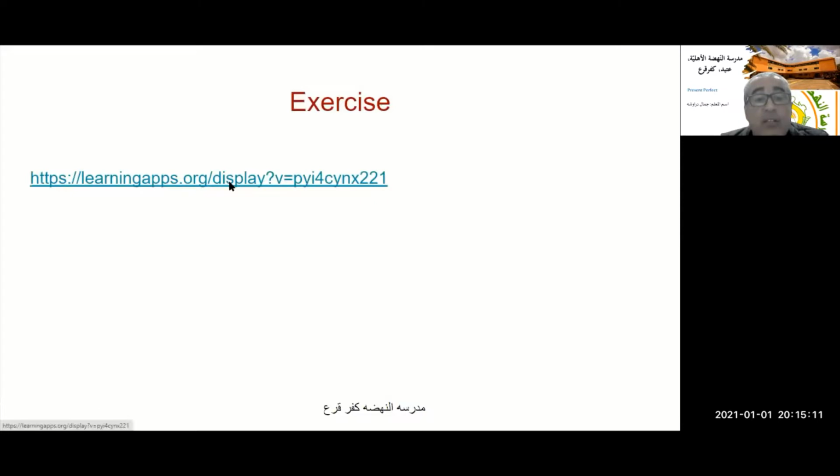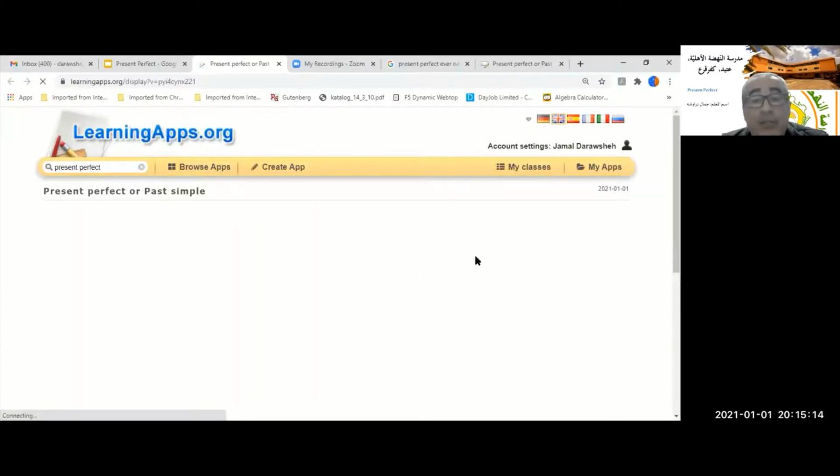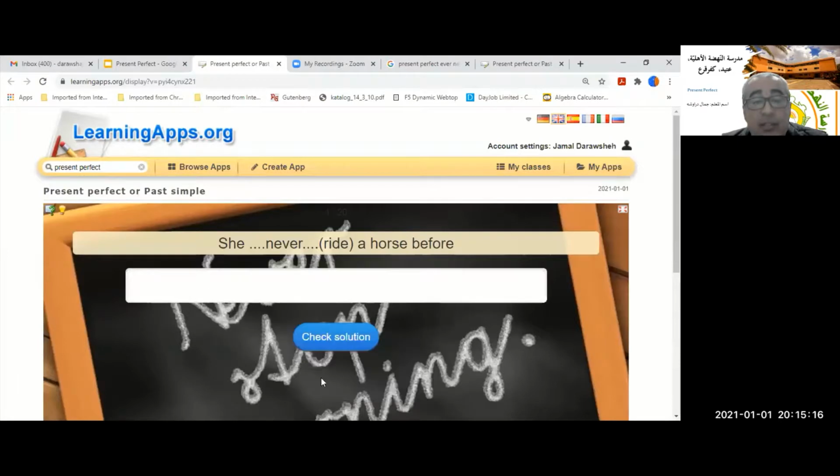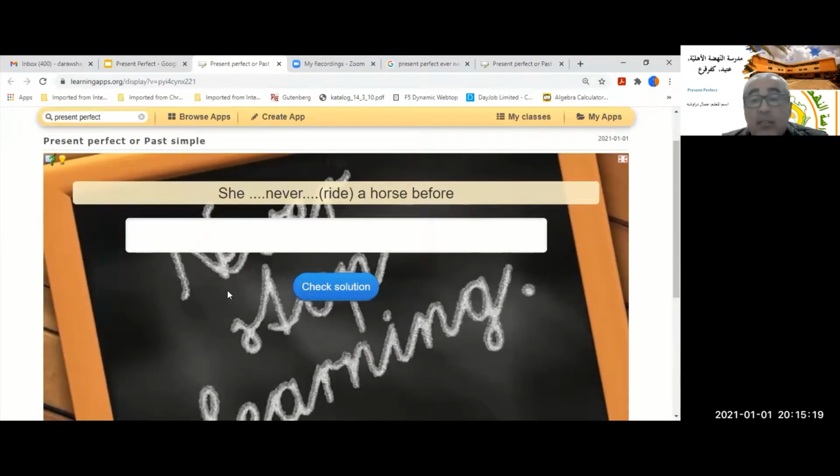All right, let's go to this exercise that I prepared for you and try to solve the questions. Okay, let's talk about this question. She never ride a horse before. Now, before we start the exercise, we have to make sure whether to use the past simple or the present perfect, because usually we confuse the usage of past simple and present perfect. We don't confuse the use of present perfect and future simple, okay? Let's see.